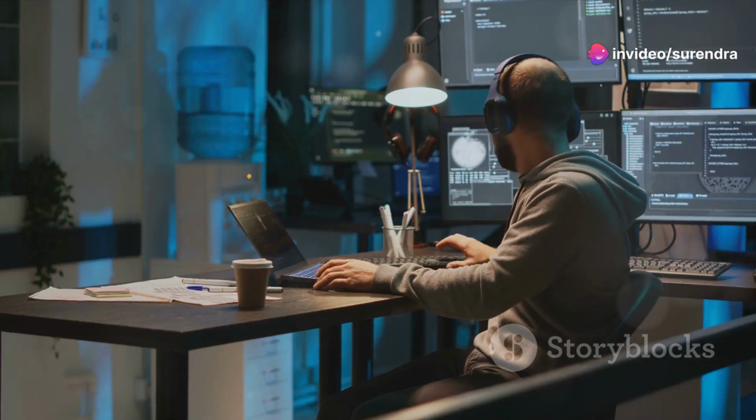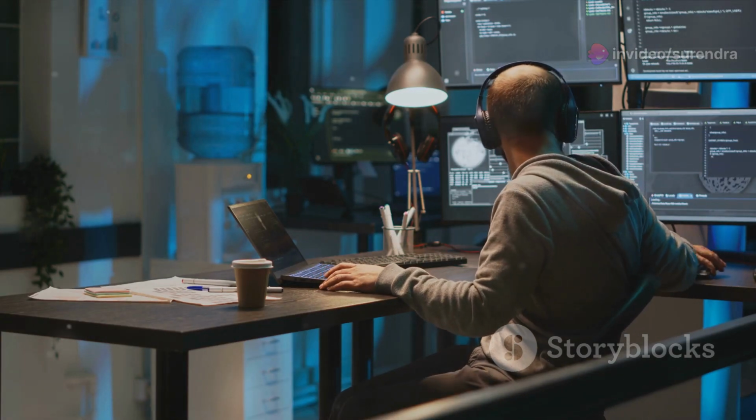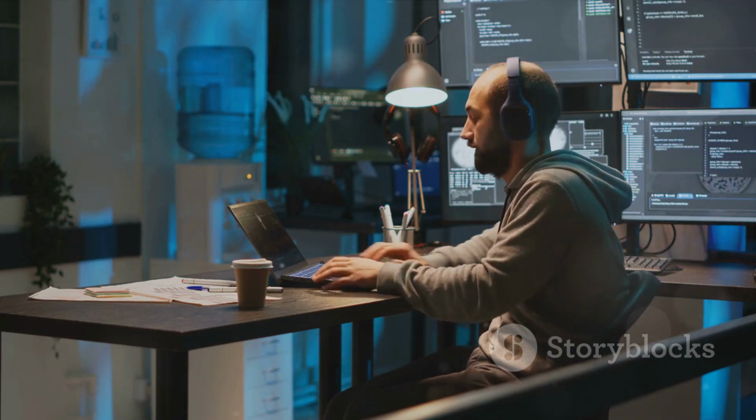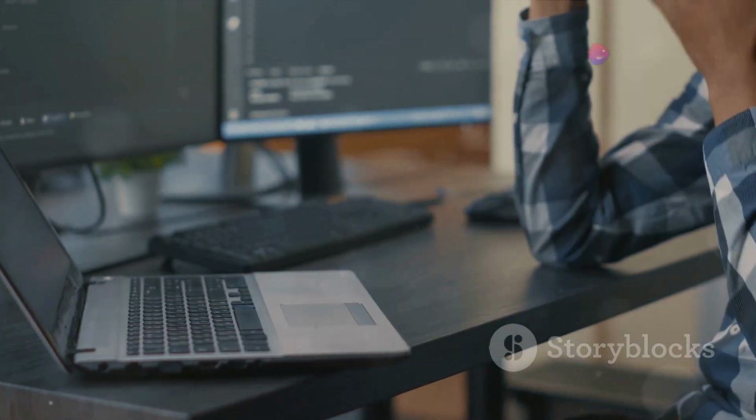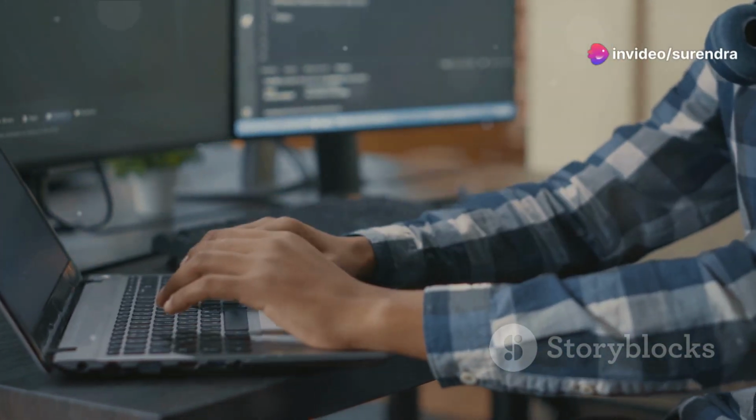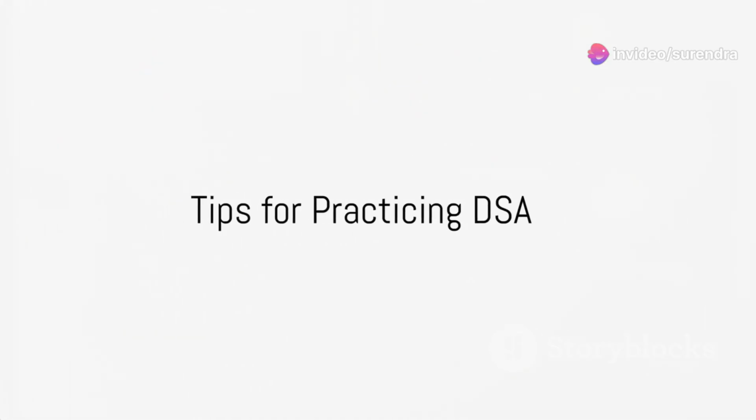And finally, practice, practice, practice. The secret to mastering DSA lies in regular practice. Utilize online platforms like LeetCode, HackerRank, and CodeSignal to hone your skills and tackle real-world problems. When practicing on these platforms, remember these tips.